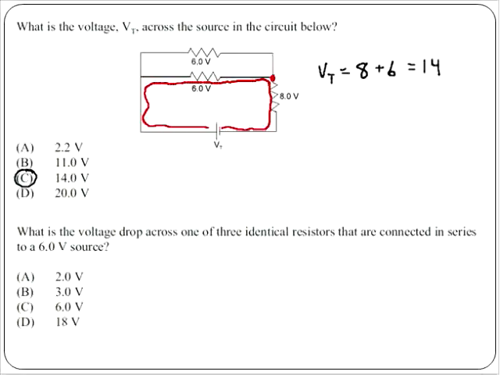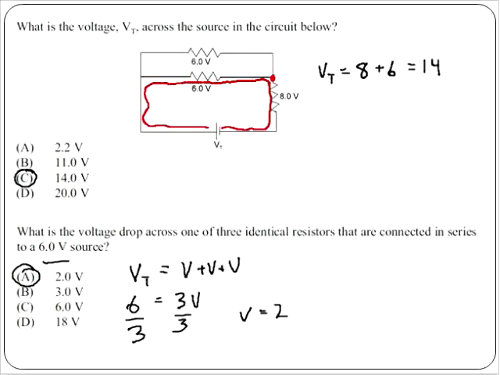All right, next one. Voltage drop across one of 3 identical resistors connected in series. Remember, when resistors are connected in series, there's one path. So the total voltage drop is going to be V plus V plus V. They're all the same voltage. So 6 is the total. It already tells us that right here. So that must be 3V, right? V plus V plus V is 3V. So I divide by 3 on both sides, and I find that V equals 2. So the answer is A, right? 2 plus 2 plus 2, 6. Because they're 3 identical series resistors.